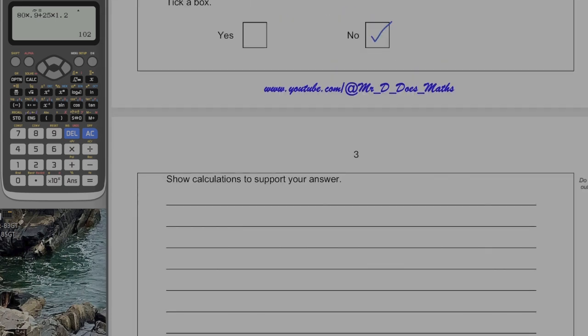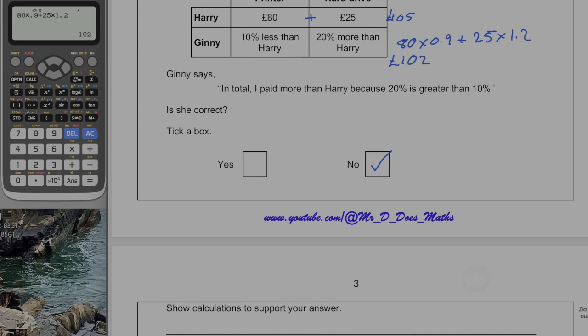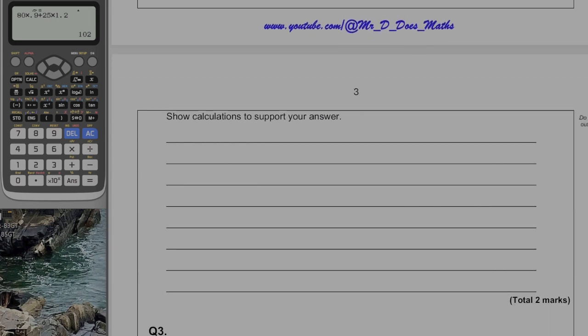Show calculations to support your answer. Okay, so I did my calculations here. We'll do it again though. I did two steps really. I did 80 plus 25, which is equal to 105. Then 80 times by 0.9 plus 25 times by 1.2, and that equaled 102.